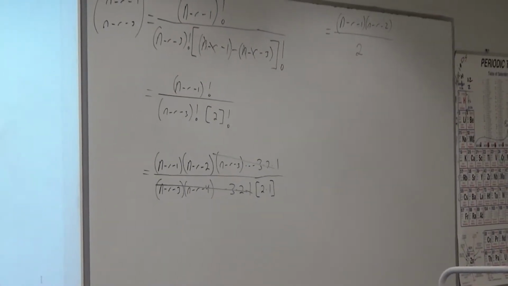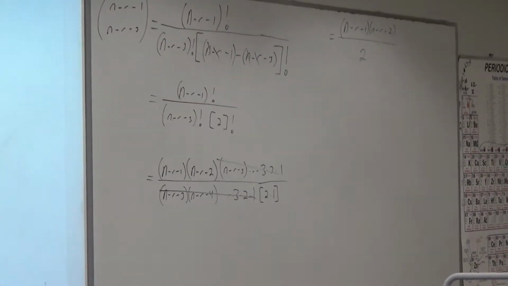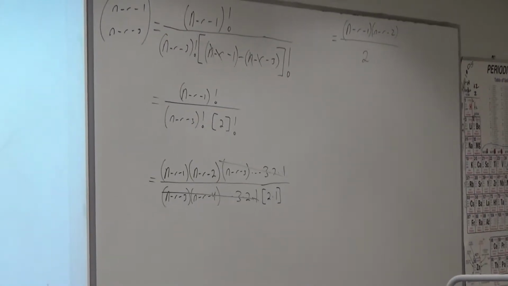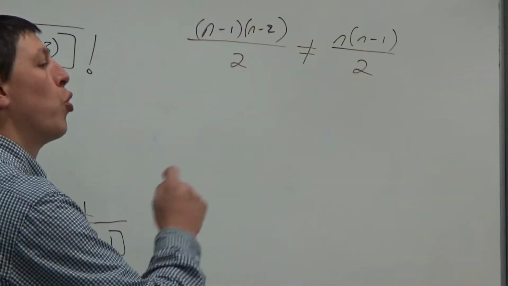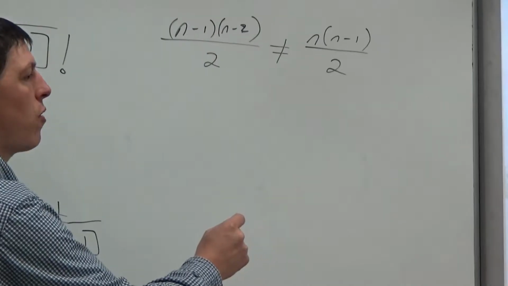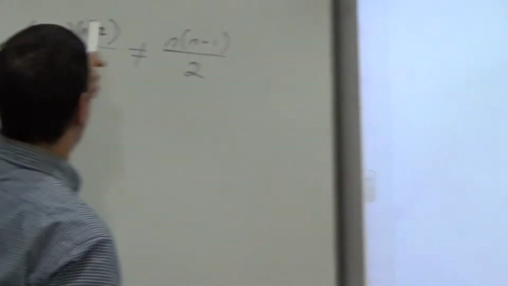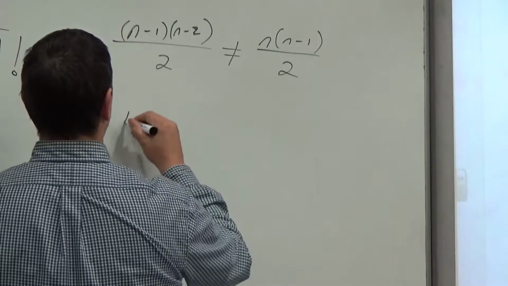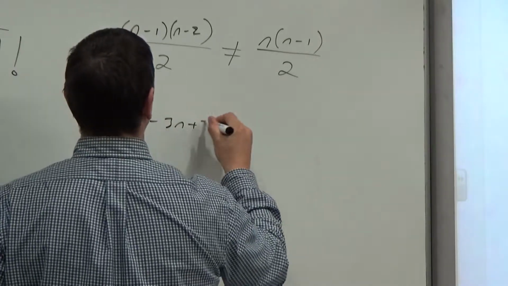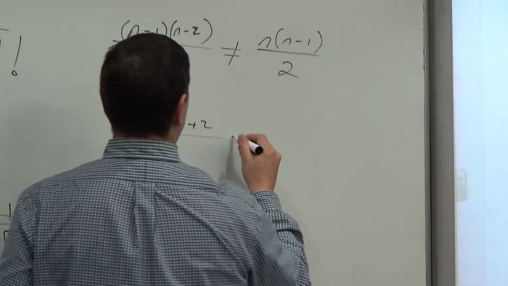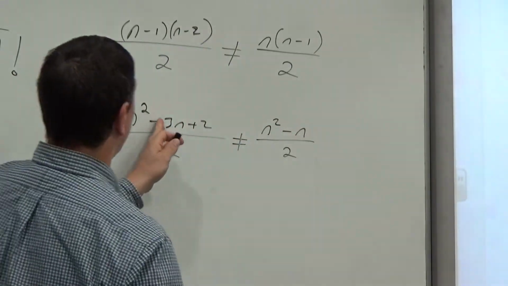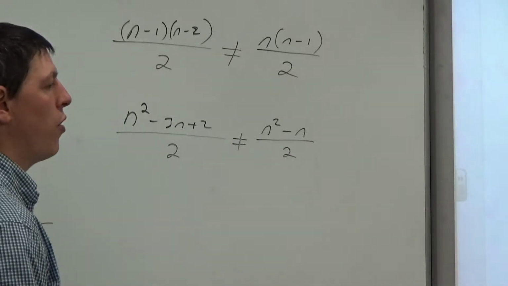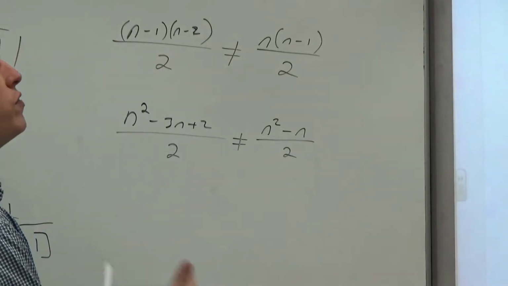Alright, John, go ahead, sir. Yeah, for C, you're saying that doesn't equal n times n minus 1 over 2, so how is that the answer? Because remember, the objective is to prove that one side equals the other, right? These two are not the same, because if I were to FOIL this out, that would be n squared minus 3n plus 2 over 2. This would be n squared minus n over 2. Clearly, these two are not equal to one another. So what we've actually done is we've disproved it.